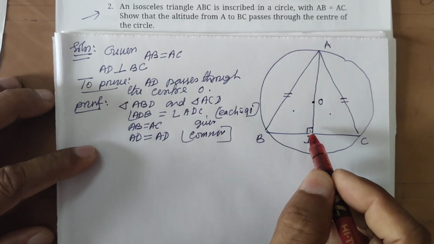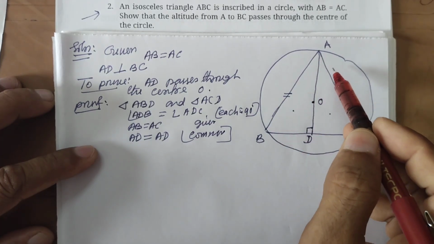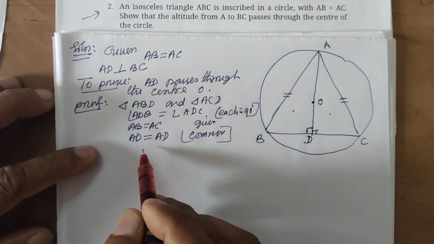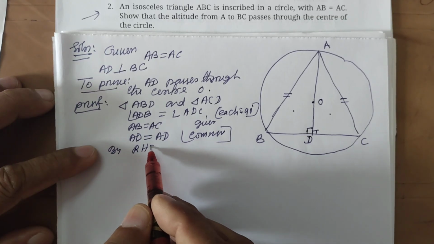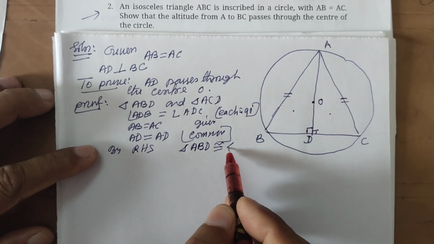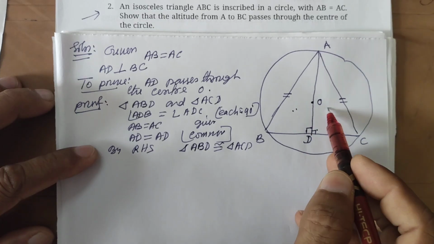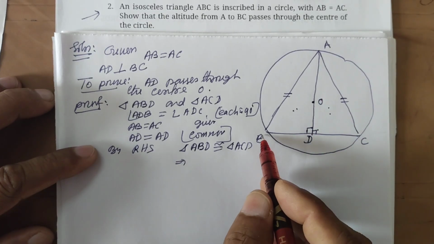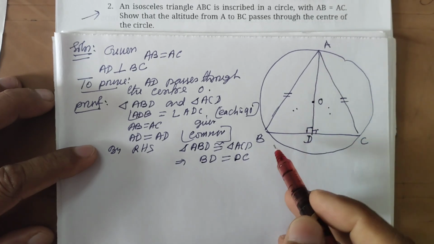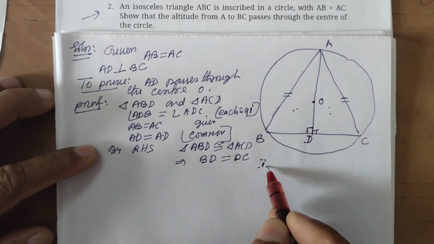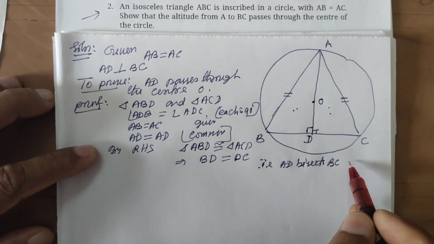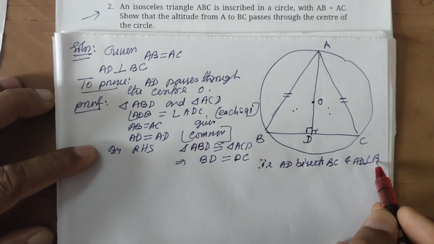So we can say, you see, this is hypotenuse. Hypotenuse equal, side equal, and right angle equal to right angle. So we can say by RHS, right angle hypotenuse side, triangle ABD must be congruent to triangle ACD. So the two triangles are congruent. If the triangles are congruent, this implies we can say BD is equal to DC. That means AD bisects BC. And also we know AD is perpendicular BC. It is given.